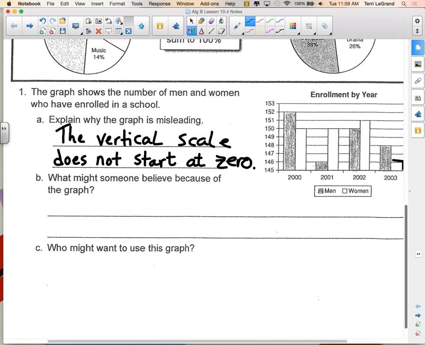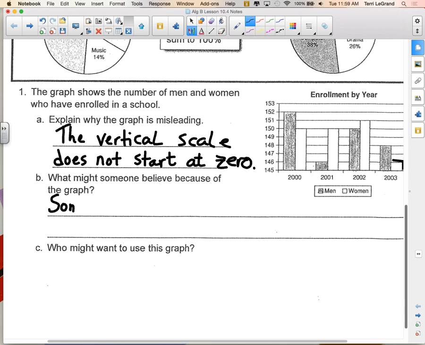Okay. Here's what we really should be seeing. The way the graph is made, it looks like there's quite a difference between the number of men and the number of women enrolled. In other words, there's gender inequity at this particular school. There's a fairly good difference between how many men and how many women are enrolled at this school given a year. So let's just write down.